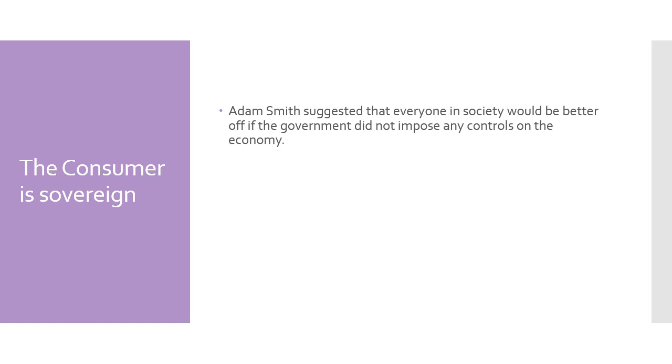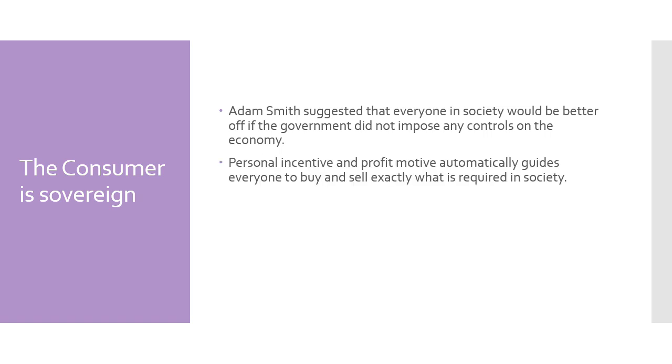This came from Adam Smith, and I don't know if you remember back to the beginning of 10.5 when we looked at some of the key economists. Adam Smith suggested that everyone in society is better off if the government doesn't control the economy. He had this idea of a magic hand that helped consumers to make decisions based on what was best for the whole. This idea of personal incentive and profit motive, that invisible hand, automatically guides everyone to buy and sell exactly what's required in society. And as a result, why do governments need to intervene? If the economy is working in a free market, why would they need to intervene?